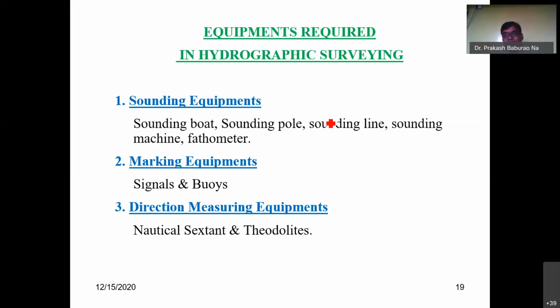utilized, sounding line, sounding machine, fathometer or echo depth recorder is also utilized. For marking, you have to utilize the signals. Then buoys are also utilized for signals or for marking the places. Then direction measuring equipment. Specifically, the nautical sextant is also utilized.